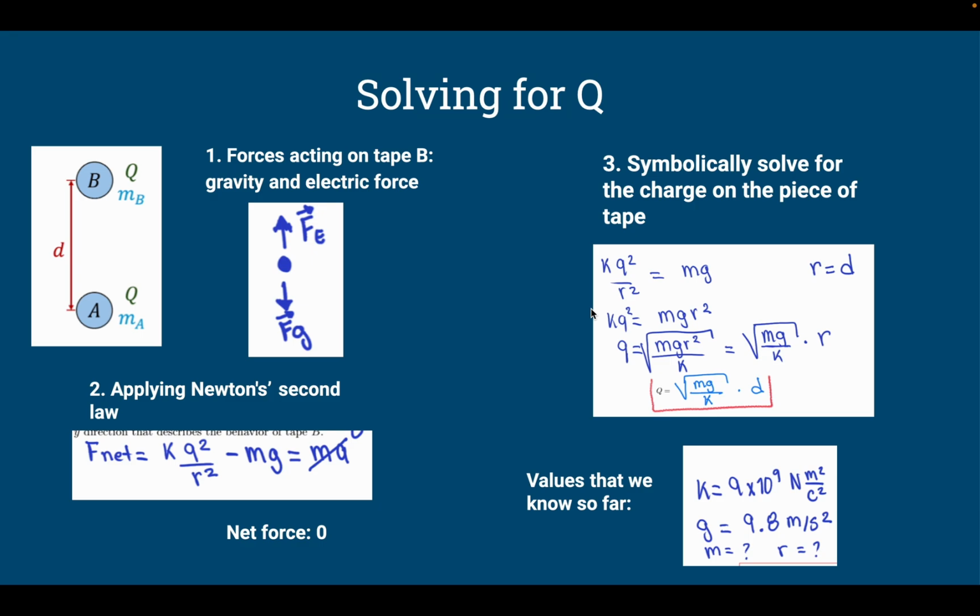To solve for Q symbolically, we just move mg, which is the gravitational force, to the right, and then multiply it by the distance squared and divide it by Coulomb's constant, and take the square root. Distance is the same as small r, and it should be outside the square root in order to get the right result. The values that we know so far are the Coulomb constant and gravitational force, but we still don't know the mass or the distance between the tapes when they experience repulsion.